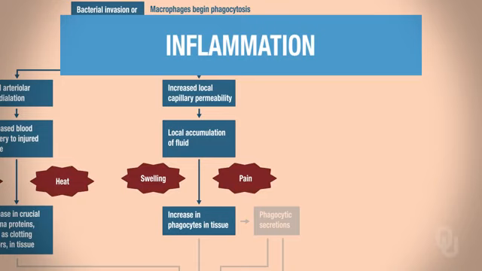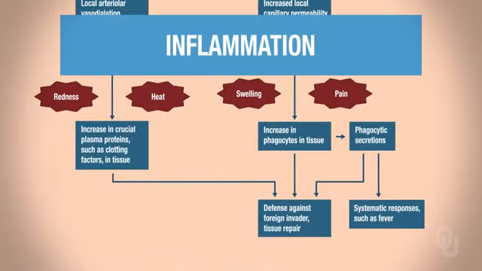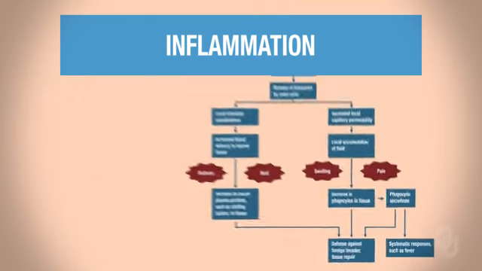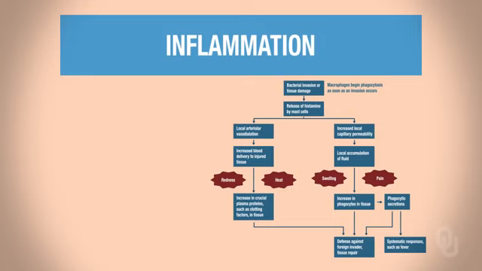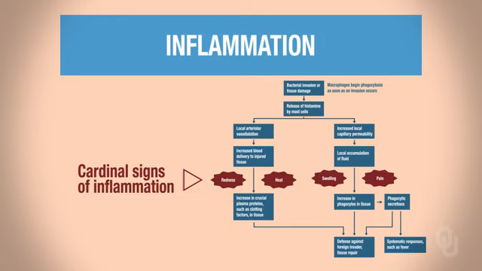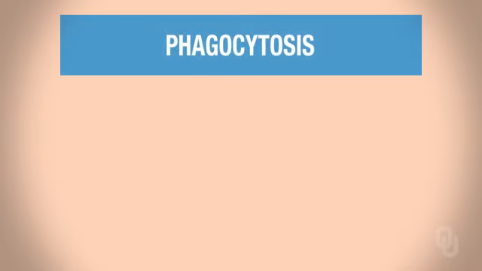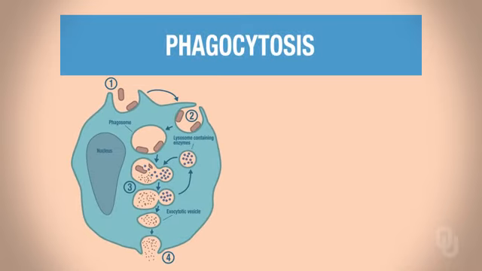If you have more phagocytes, that's going to increase their secretions, and their secretions can cause systemic responses like fever, for example. All in all, then, this is an inflammatory response, and all of the information in red here, these are all cardinal signs of inflammation. And all of these cardinal signs of inflammation are because you had changes in blood vessel function. The blood vessel vasodilated.